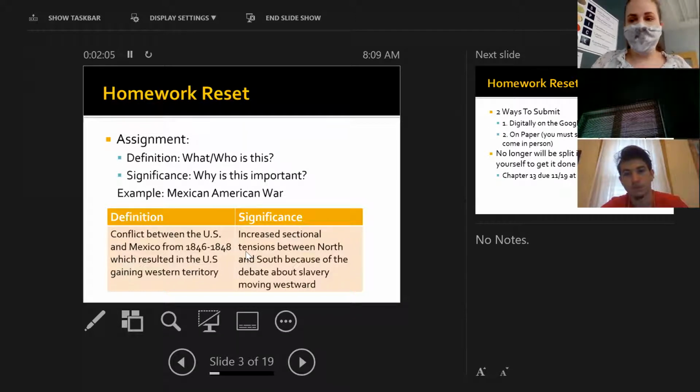A reminder, please chat out, what is the difference between the definition and the significance? Awesome, share those responses in the Zoom chat if you haven't had the chance to submit, even if you're not done.